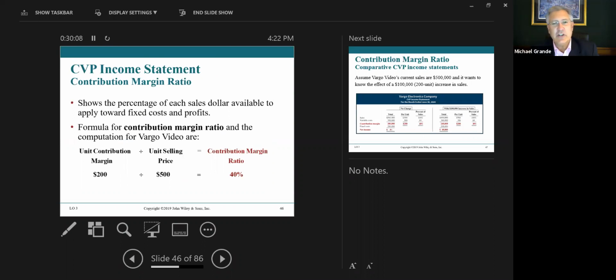Contribution margin ratio shows the percentage of each sales dollar available to apply towards fixed cost and profit. Here are the formula for the contribution margin ratio and the computation for Vargo. You take the contribution margin per unit divided by the sales price and you've got a 40% contribution margin ratio. Contribution margin dollars divided by sales dollars gives you the contribution margin ratio.